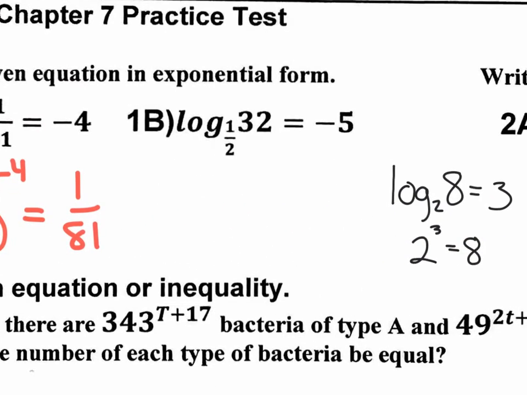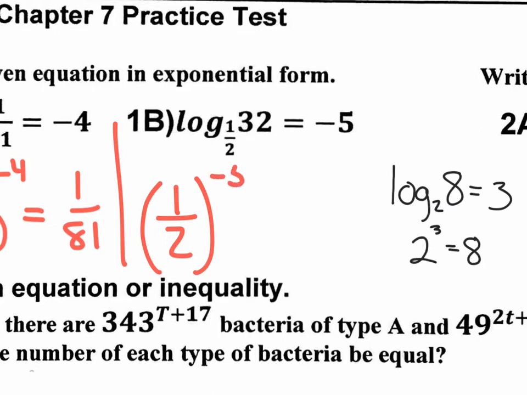Okay, so same deal. The base on the logarithm is going to become the base on the exponential form. So 1/2 is the base. You can put in parentheses if you want. What's the power going to be? It's going to be the answer up there, the negative 5. And then it's going to equal the 32. Okay.